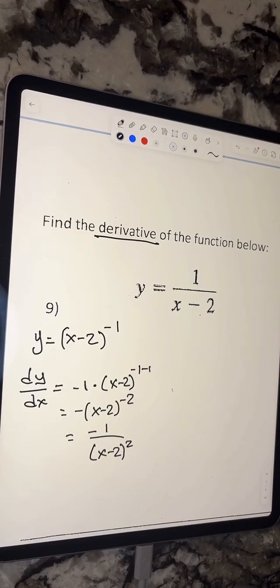You guys, we're doing derivatives. We're not doing integrals. So when you say let u is equal to x minus 2, what does that mean? Are you trying to use u substitution here? We're doing derivatives, not integrals. If that was an integral, then yeah, you can use u substitution.